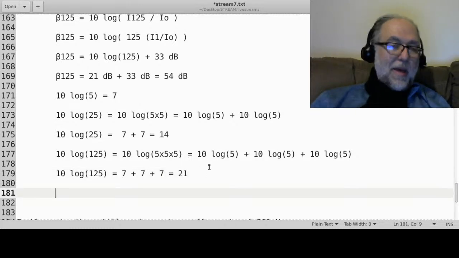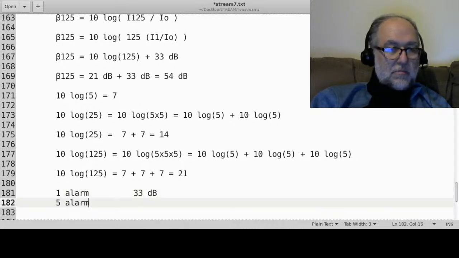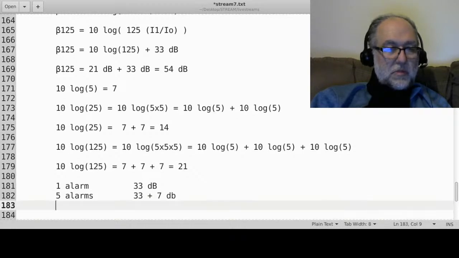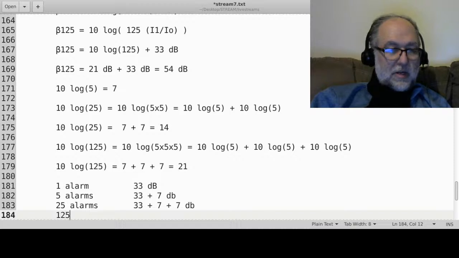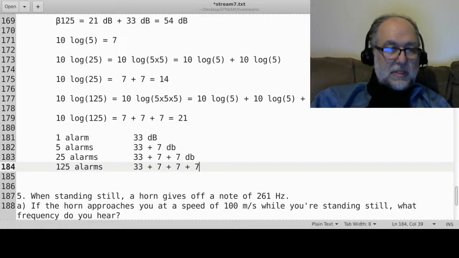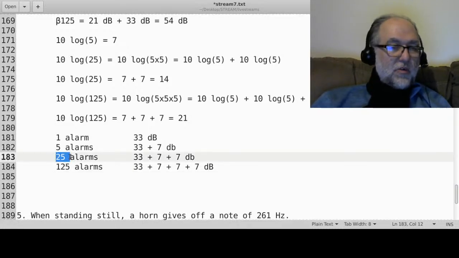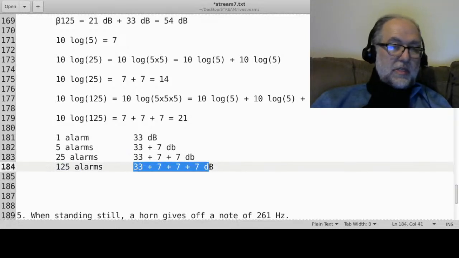Okay, and so you can see what the pattern here is. If you have one alarm, that was 33 decibels. If you have 5 alarms, that's going to be 33 plus 7 decibels. If you have 25 alarms, that's going to be 33 plus 7 plus 7 decibels. If you have 125 alarms, that's going to be 33 plus 7 plus 7 plus 7 decibels. Okay, so every time you increase by a factor of 5, you increase that one by 7.